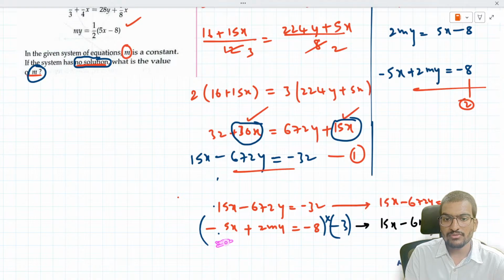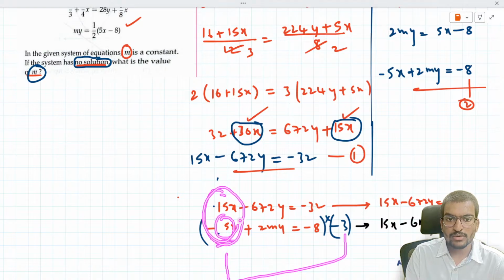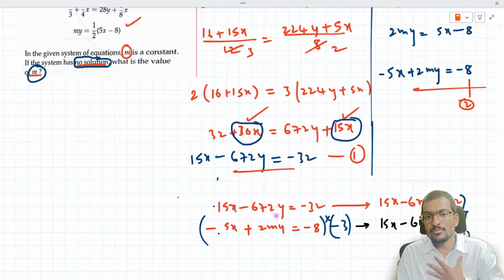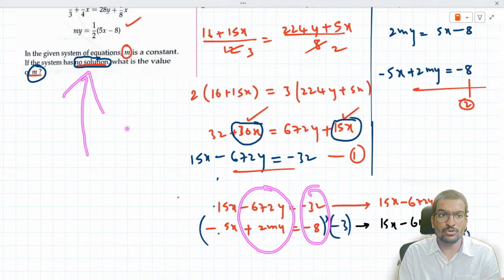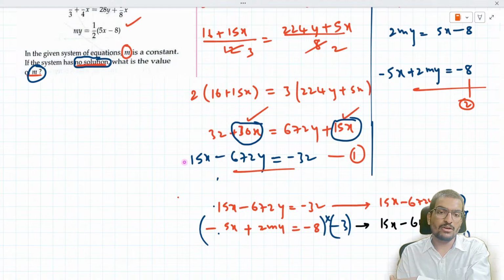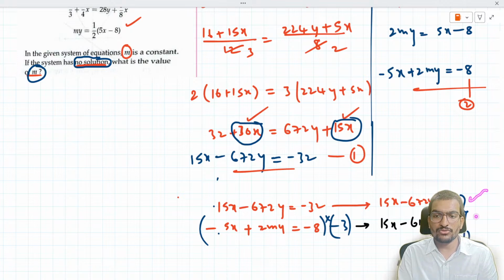If you multiply the x terms by -3, this will turn into 15x. So if the x terms are the same, we can be confident these are also the same and the constants are different. That's the condition for no solution: x terms and y terms the same, constant terms different. So when you multiply by -3, you get these two.